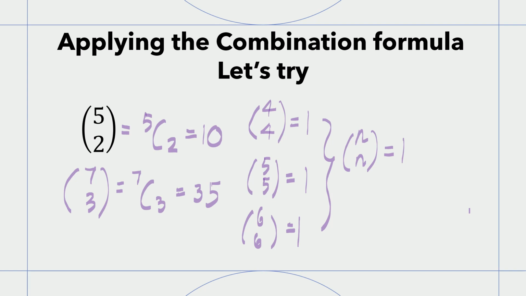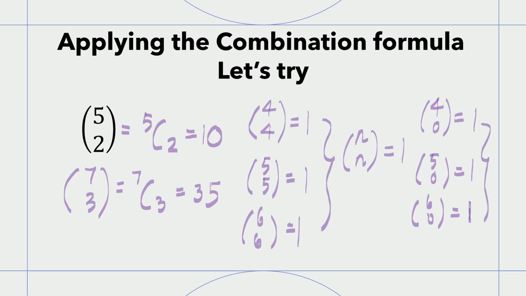And then another observation is, let's say if you want to find 4C0, so 4, shift, nCr, 0, you get 1. Likewise, 5C0, you will also get 1. If you have 6C0, you get 1. So from here, again, we can have a general form that if you have nC0, where n is a positive integer, you will get 1.